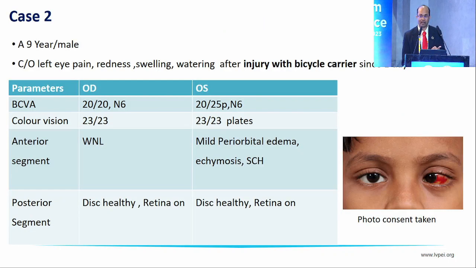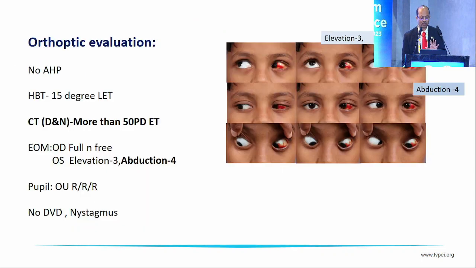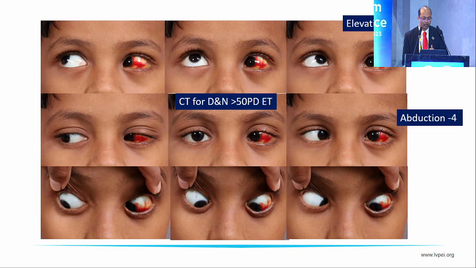This is another case, a child presented with trauma. Again, this is a traumatic sixth nerve palsy with a gross abduction limitation. There was elevation limitation for an obvious reason, because of the orbital inflammatory component. This child has a very large esotropia with -4 abduction limitation.